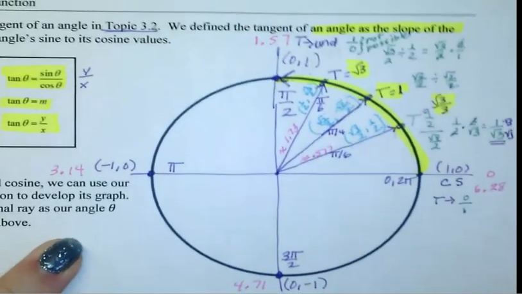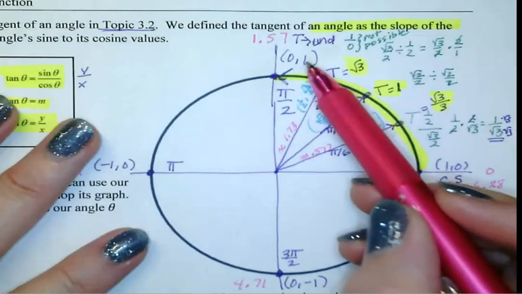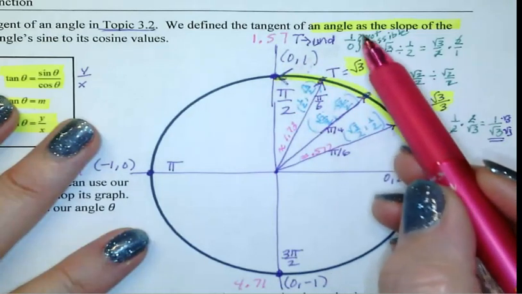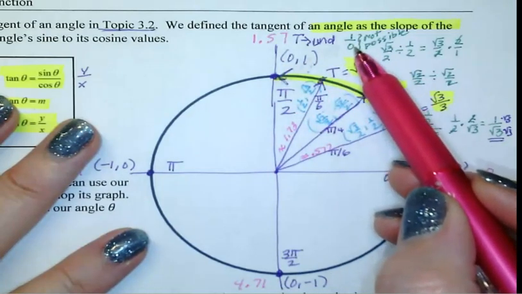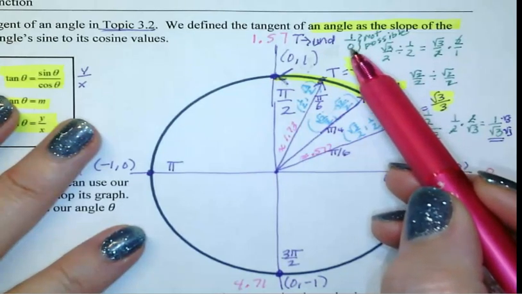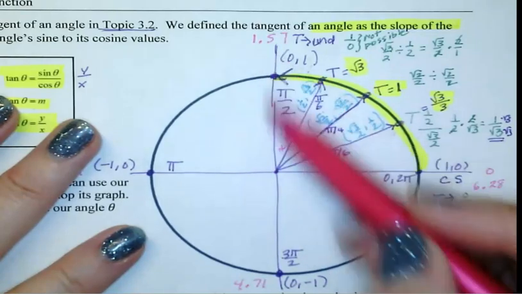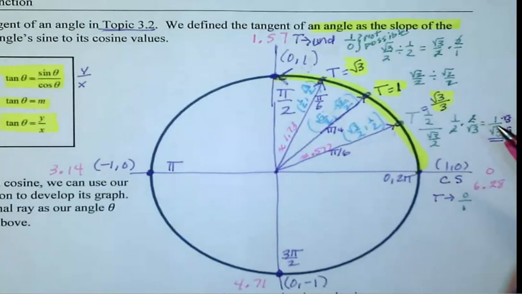Then what happens when we get up here to pi over 2? So at pi over 2, remember it's sine over cosine. So if I take sine over cosine, hopefully you saw that that's not possible. We can't divide by 0. So anytime the tangent function is at pi over 2, we're looking at a vertical line. And what do we know about the slope of a vertical line? We know that it's undefined.